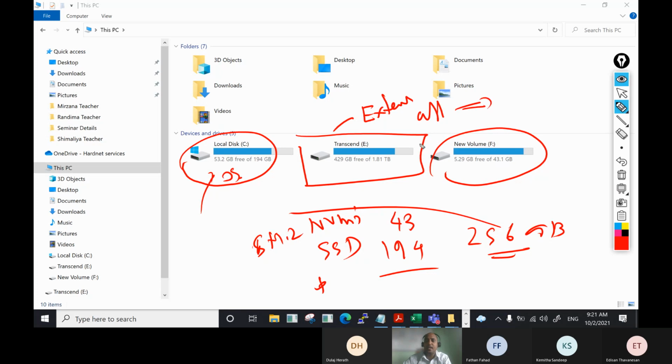I can remove it any time. It's a plug and play. I save it here because I'm sure about this external hard disk. The other things are not sure, because if this is trash, I can't get it back. But anyway, I have a backup solution here, OneDrive. This is my backup solution.